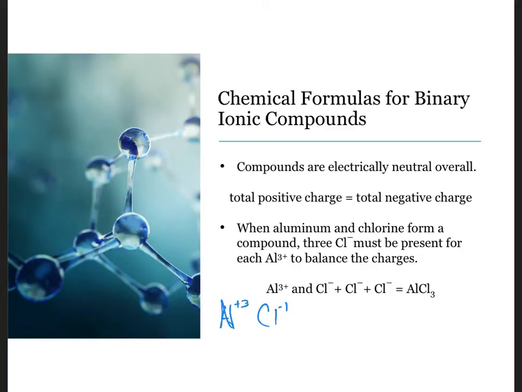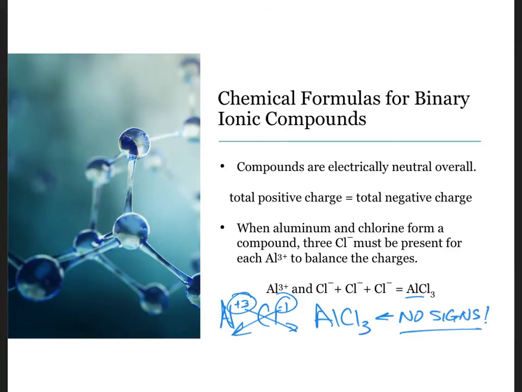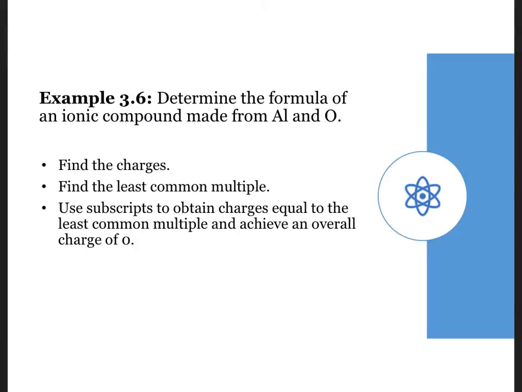We can do this by adding chlorine until the charges cancel out, or we can drop signs and cross charges to get the proper subscripts. If you use the drop signs, cross charges method, just make sure that the compound's formula is the lowest whole number ratio of elements. We can use the same process for aluminum and oxygen.